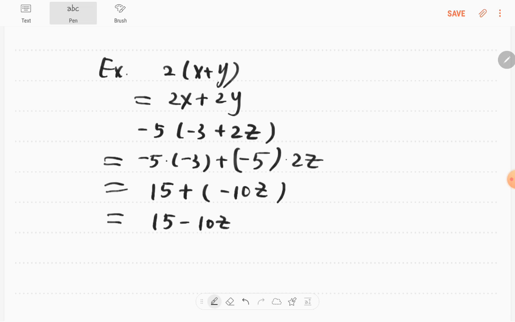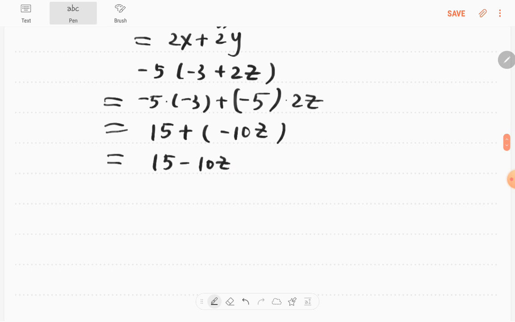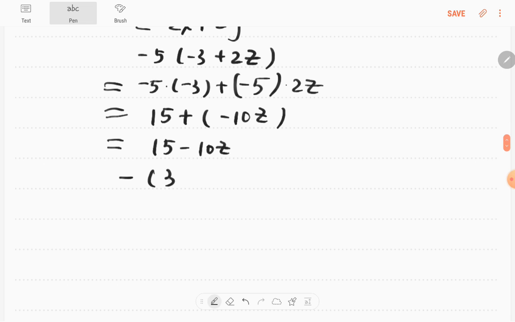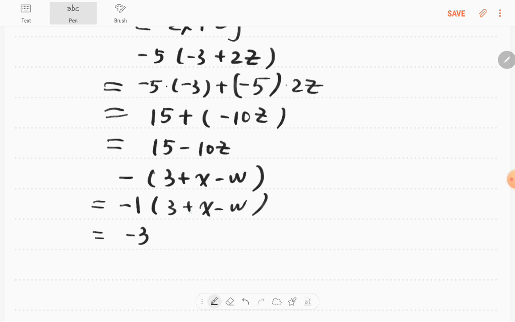Okay, so let's check another example. Negative (3 plus x minus w). Because outside of the parentheses, I just get one negative sign, you can treat it as negative 1 times the whole parenthesis. Then you will find you just change the sign of each original number in the parentheses. So if it's positive, it will be negative, and plus x will be like minus x. If you put the negative sign outside of the parenthesis, each term just changes sign. Positive becomes negative, plus becomes minus, negative becomes plus. Okay, it's just like that.